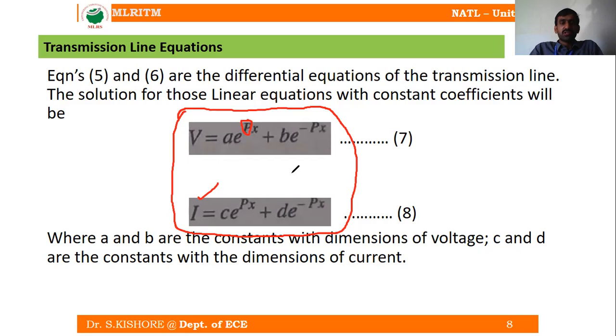Using these equations, we are going to analyze the electrical behavior of the transmission line with respect to different parameters, in terms of the primary constants and the secondary constants.